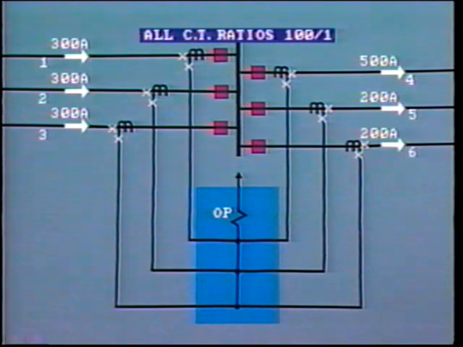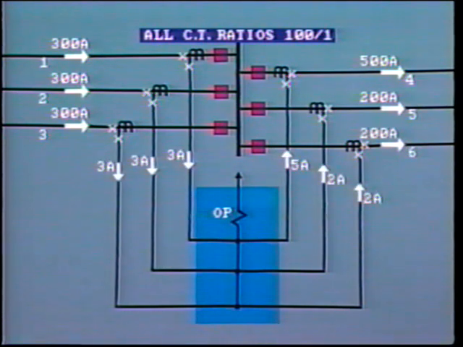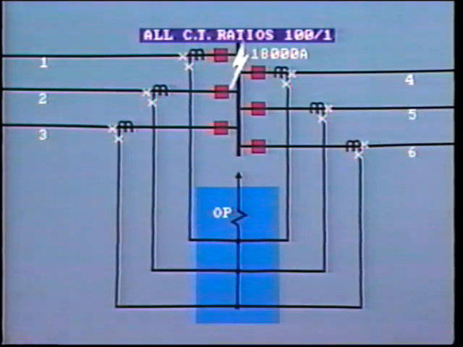From this, we can easily calculate the magnitude of current and its direction of flow in each of the CT secondaries. As we would expect, in this case, the secondary currents cancel out. There is no current passing through the relay operating coil as the loads are balanced. Now, let's see what happens if a fault occurs on the bus with a magnitude of 18,000 amps.